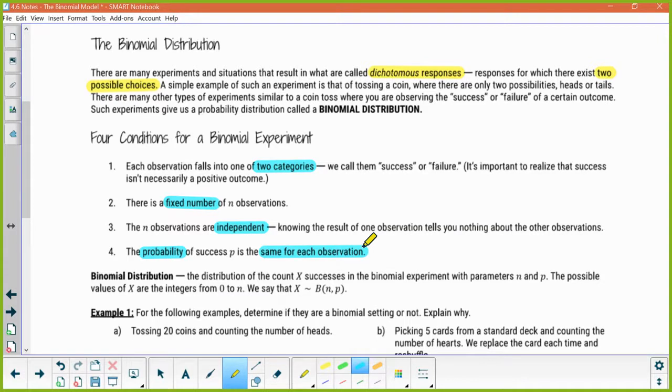A good example of this is cards. If I were doing a binomial model, it would require me to put back every card that I draw and reshuffle. I couldn't just keep pulling cards and not returning them because that would change my probabilities of getting a red card or a black card. So we have to have two categories, fixed number, independent, probabilities are the same. Those four things are required for a binomial experiment.